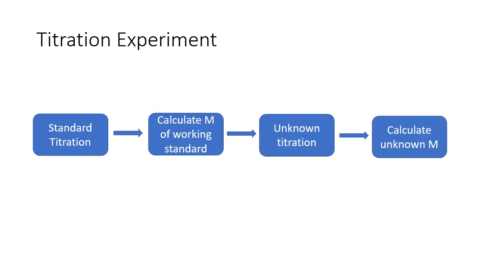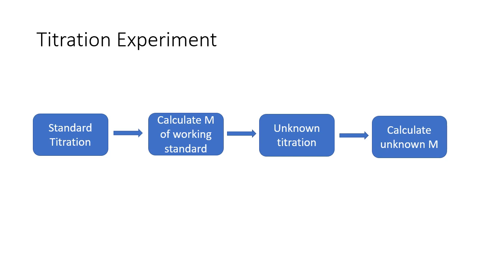Okay, so how does a titration experiment generally run? It follows this general form. A standard titration followed by calculating the molarity of the working standard, then an unknown titration followed by calculating the molarity of the unknown. At the endpoint of each titration, the moles of analyte is stoichiometrically equal to the moles of standard. And I use the word stoichiometrically here because it may not be a one-to-one ratio. So we have to use stoichiometry to get back and forth.